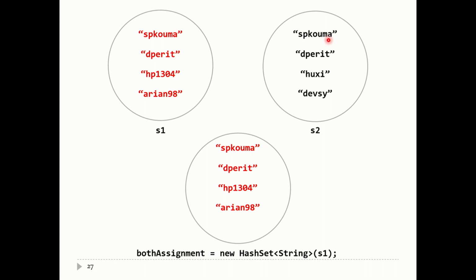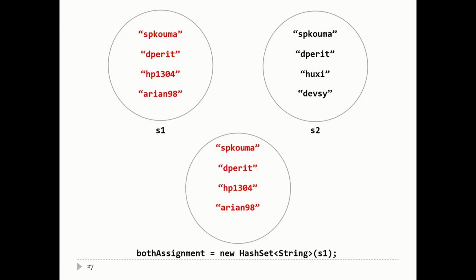So retainAll: is this student in this set? The answer is yes, so we're going to keep them. Is this student in this set? The answer is yes, we're going to keep them. Is this student in this set? The answer is no, so we're not going to keep them in this set. Is this student in this set? The answer is no, so we're not going to keep them.